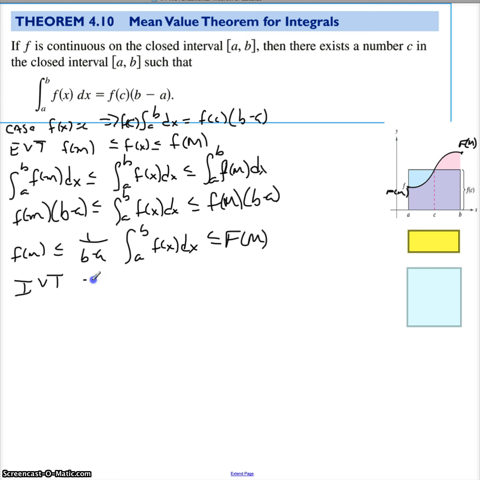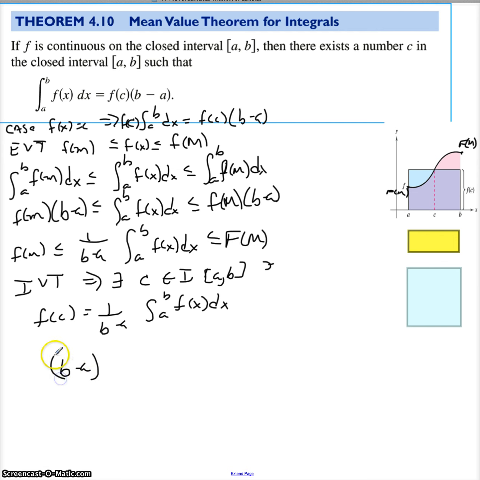And there is a c in the interval a to b such that f(c) is 1 over (b minus a) times the integral from a to b of f(x) dx. Or, if I rewrite this, (b minus a) times f(c) is going to equal the integral from a to b of f(x) dx. And that is our mean value theorem.